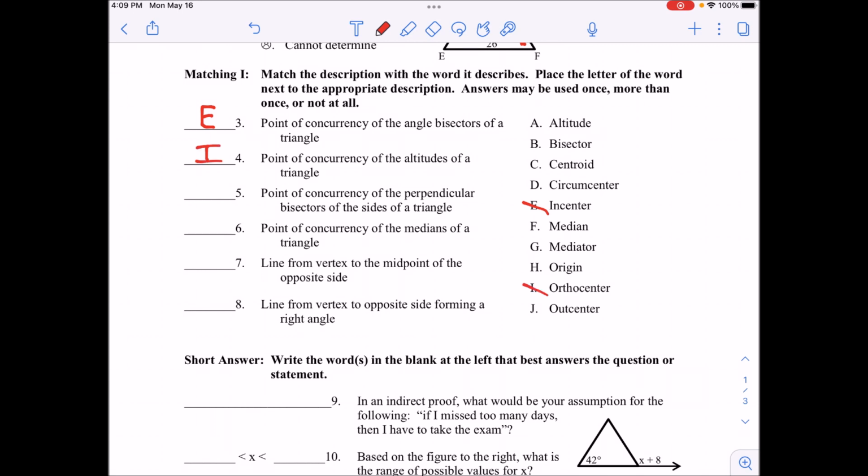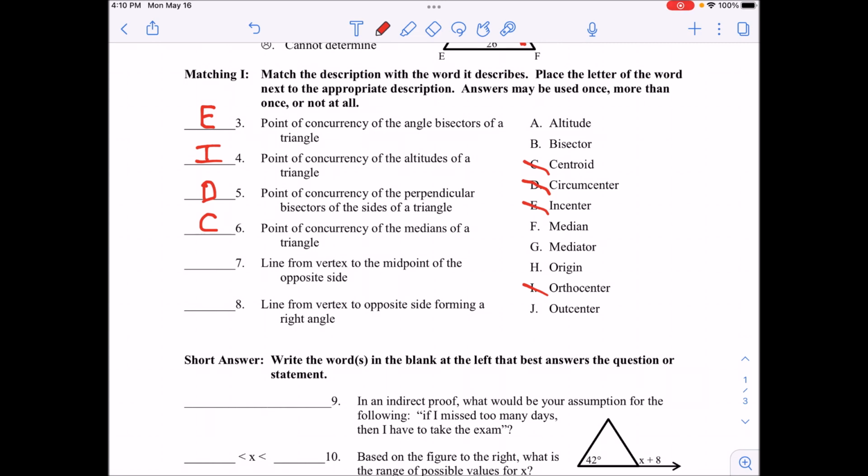Number 5, the point of concurrency of the perpendicular bisectors of the sides of a triangle, that is going to be choice D, which is the circumcenter. That is going to be an equal distance to all the vertices. Number 6, a point of concurrency of the medians of a triangle, that is known as the centroid, choice C. It is also going to be the center of gravity.